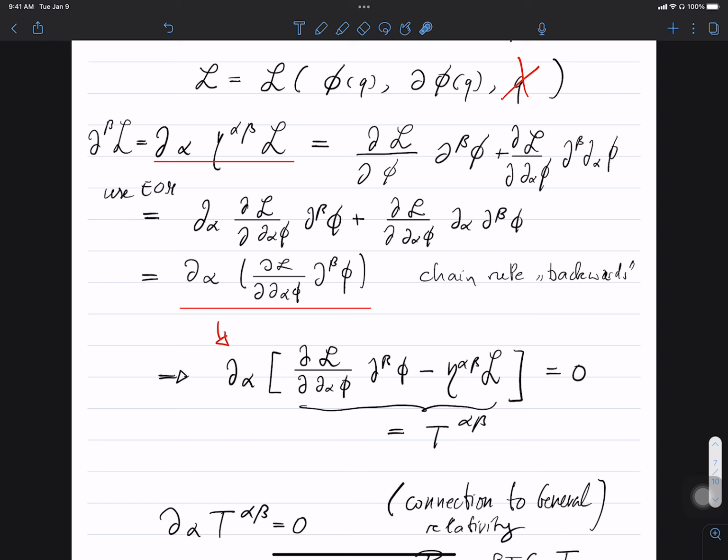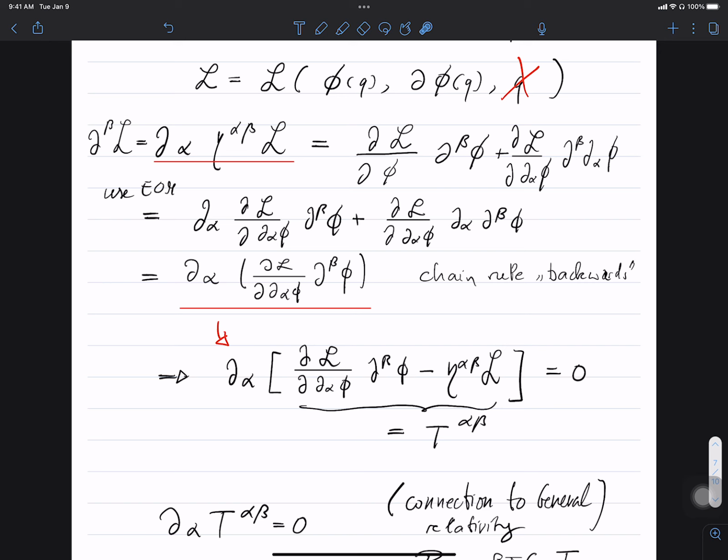Now we write it out because we know that the Lagrangian depends on fields and derivatives of fields. You apply the chain rule, we get the first term where we take the derivative with respect to the field, then the derivative of the field itself with respect to space-time coordinates, and the second term where we have the derivative of the Lagrange density with respect to the derivative of the field, basically the generalized velocities, and then the derivative of those with respect to external space-time coordinates. This is the first step.